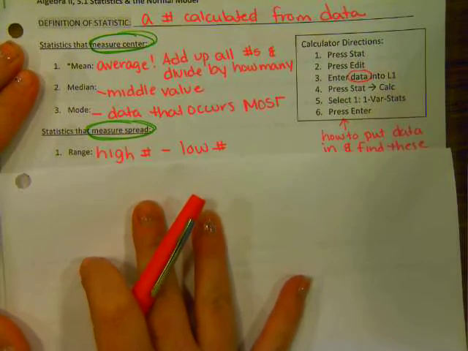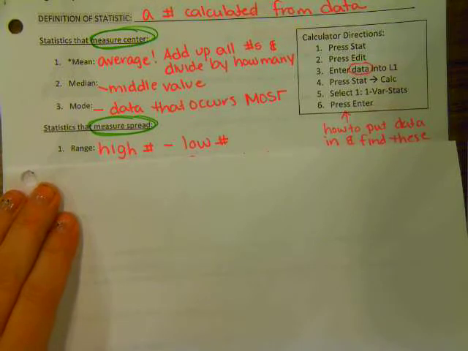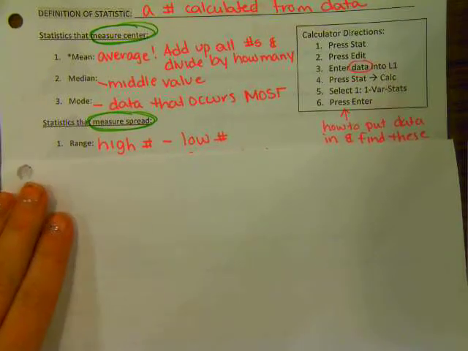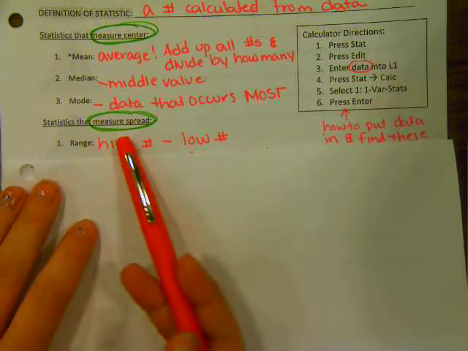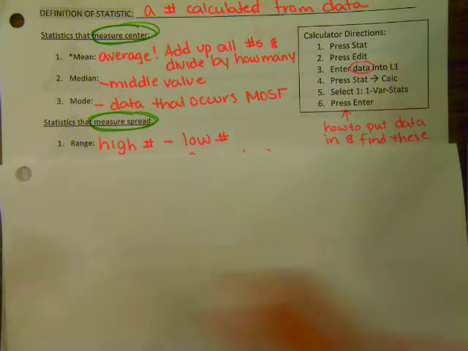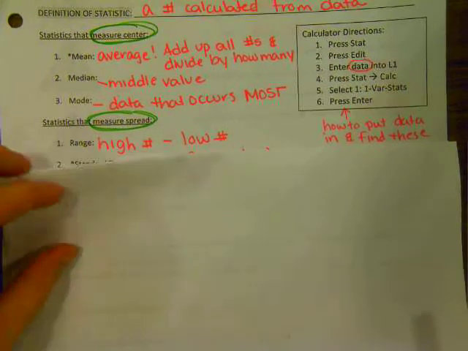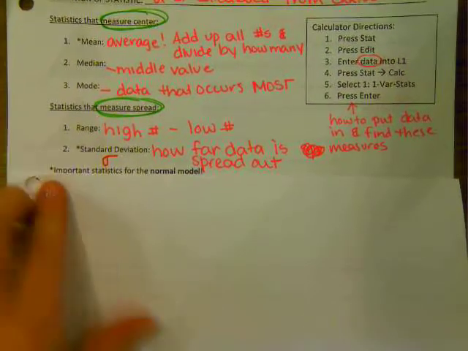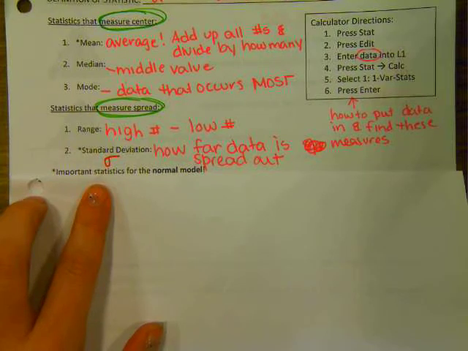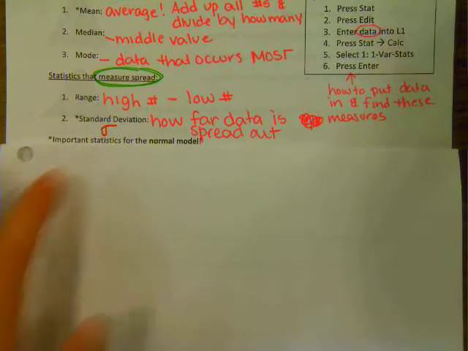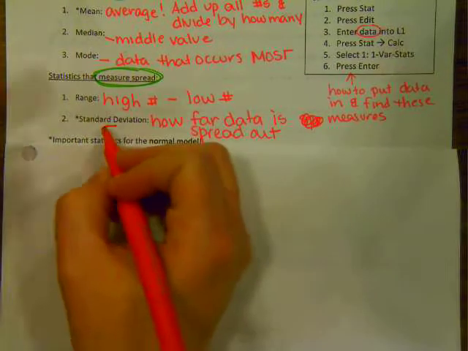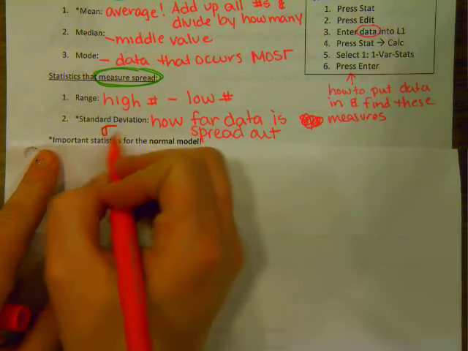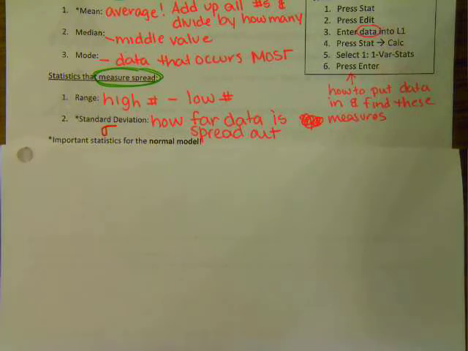Older for the range is high minus low. So you take the highest number and you minus the lowest number, and that tells you how spread the data is, the range. But even more so, what we're going to focus on today is what's called the standard deviation. How far data is spread out from your mean. And this little notation kind of looks like a weird R almost. That is the notation for standard deviation. That's the symbol, I suppose you could say.